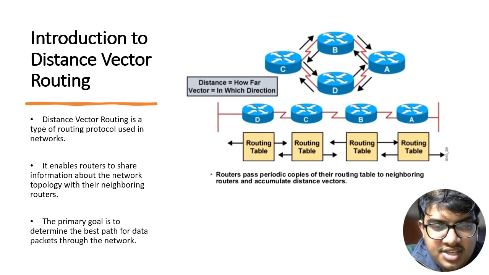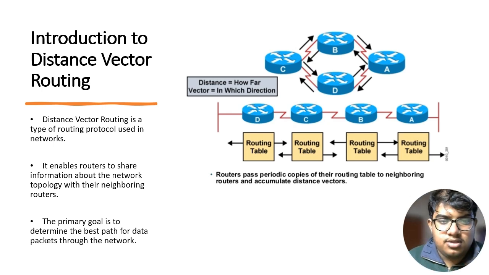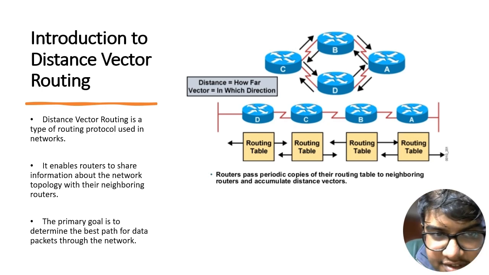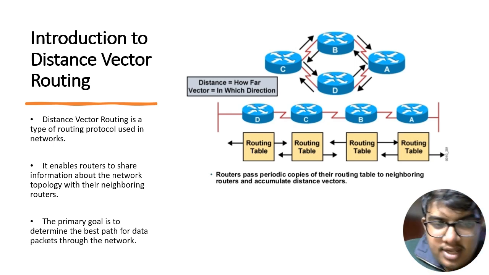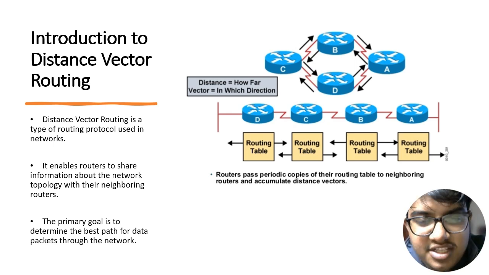As you can see here in the diagram, you'll see what the definition meant. The routers, as you can see in the diagram, pass through different routers such as A, B, C, D. They use different routes and they pass information from one router to another.